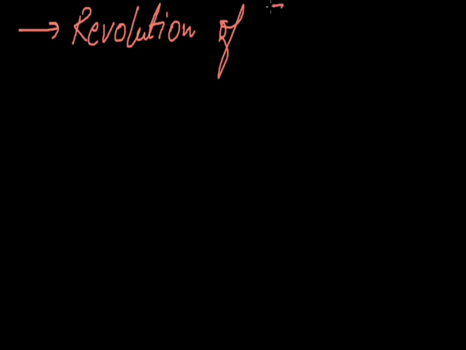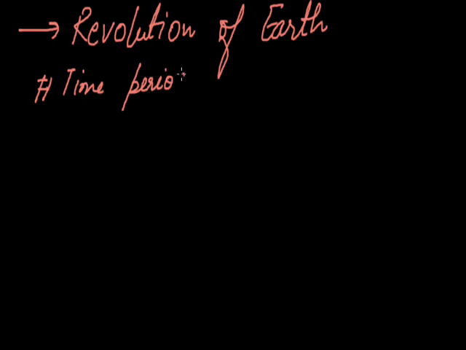Today we will start with another type of motion which is performed by Earth around the Sun, the revolution. So we'll talk about the revolution of Earth around the Sun. We all know that the time period of revolution is 365 days, in fact 365 and 1/4 days.